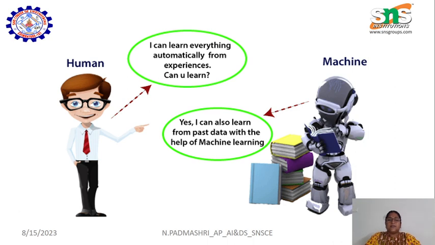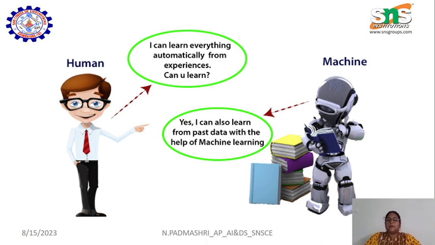This picture shows a human asking the machine, "I can learn everything automatically from past experience." Yes, humans can learn everything from past experience, even if we made a mistake in the past. Now, with that experience, we can try to correct ourselves. That is possible in human beings. Whether this is possible in a machine is a big question mark. But nowadays, with recent trends, the machine can also learn from past experience with the help of machine learning.